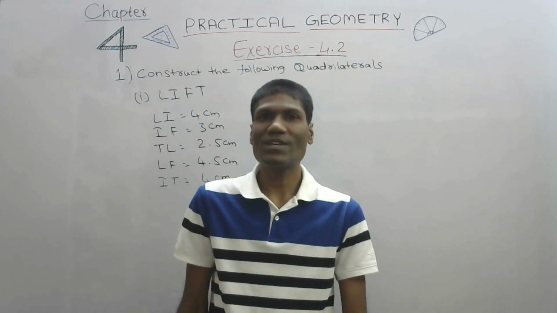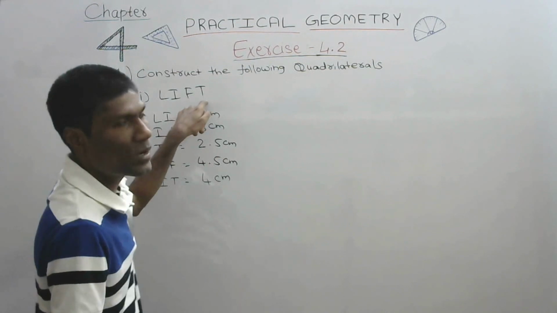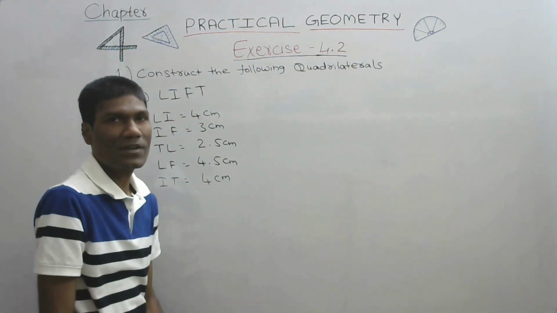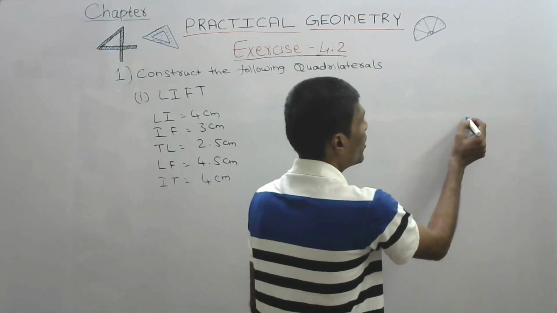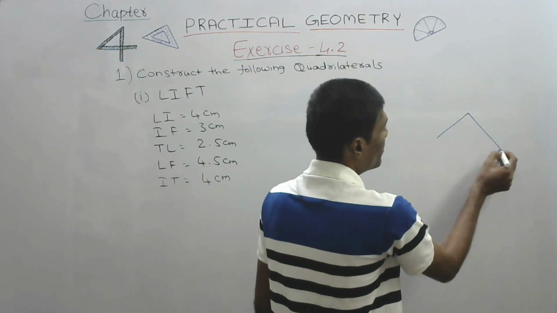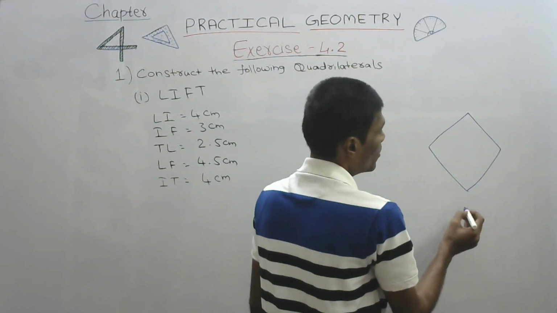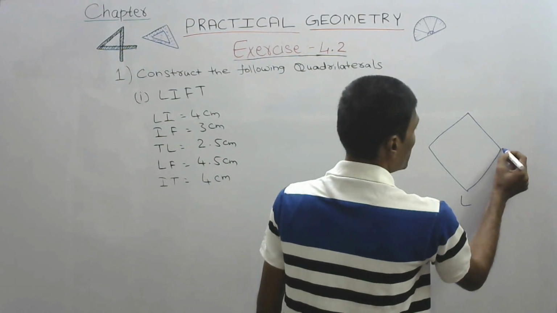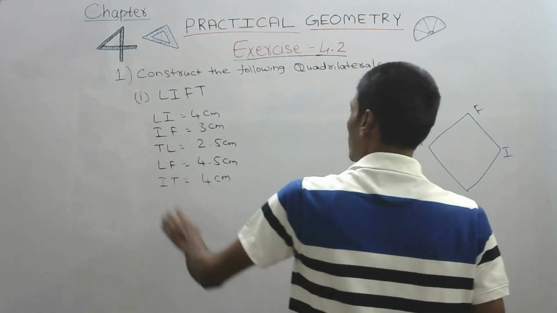Next, exercise 4.2. First question. Construct a quadrilateral LIFT and some values are given. The first step we are going to do is draw a rough diagram like this. How that will be exactly we don't know, but we will draw a rough diagram of LIFT and the values given.